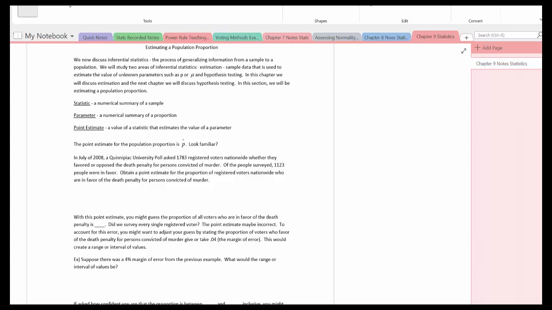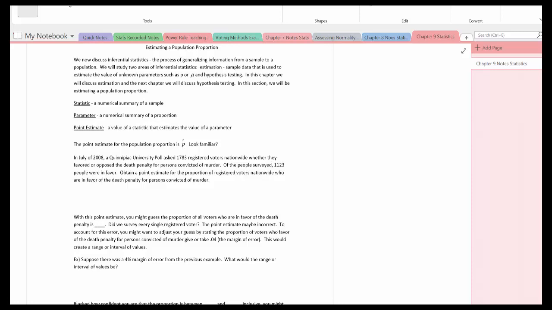In this video, we're going to begin our discussion with estimating a population proportion. So we now discuss inferential statistics, the process of generalizing information from a sample to a population. We will study two areas of inferential statistics in this class: estimation, that's where sample data is used to estimate the value of an unknown parameter, such as p or mu, and hypothesis testing. So this chapter we'll deal with estimation, and in this section we'll be dealing with estimating a population proportion.